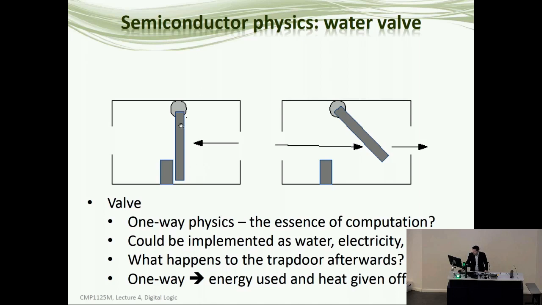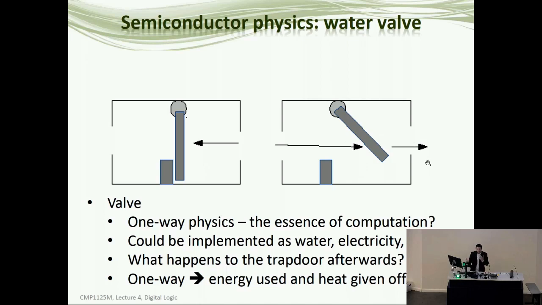Let's consider a very simple one-way system. Okay, this is a piece of plumbing. This is for water to flow through. It's a little trapdoor. It's called a valve. You probably have a bunch of these in your house, in your radiator system. So here we have a trapdoor on a spring, and we have a little block down here. And if the water tries to flow this direction, it will push against the trapdoor, and it will get stuck on the block, and no water can flow through the system. If the water approaches from this direction, it will push on the other side of the trapdoor, which is not blocked by the block, and the water can flow through. Okay?